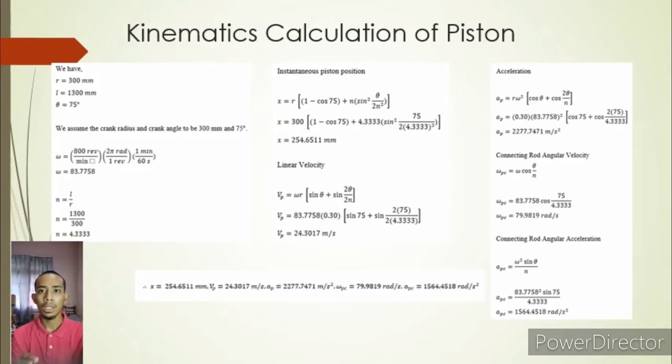For the connecting rod angular velocity, it is 79.9819 radians per second. Lastly, the connecting rod angular acceleration we get is 1564.4518 radians per second squared. Okay, that is all the calculation for the kinematics of the piston.